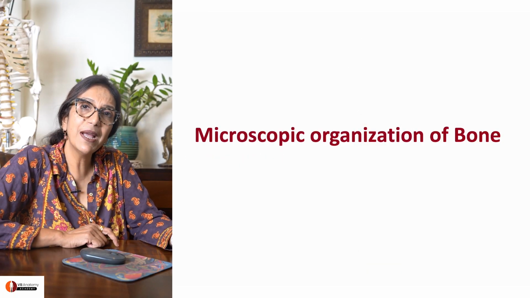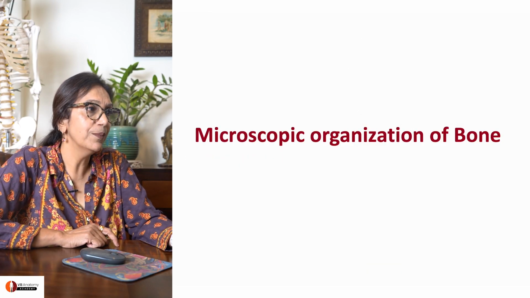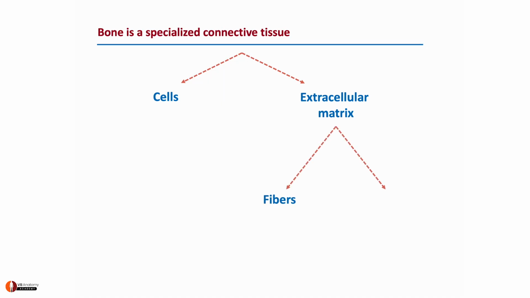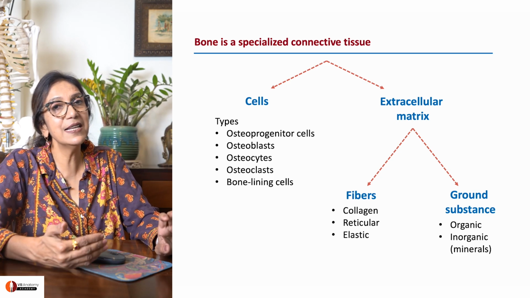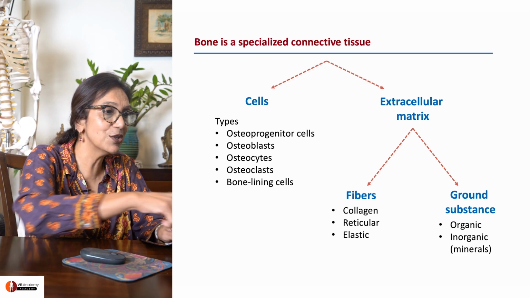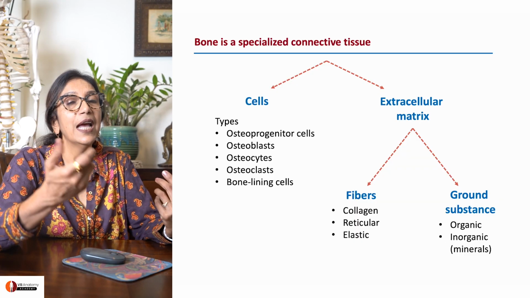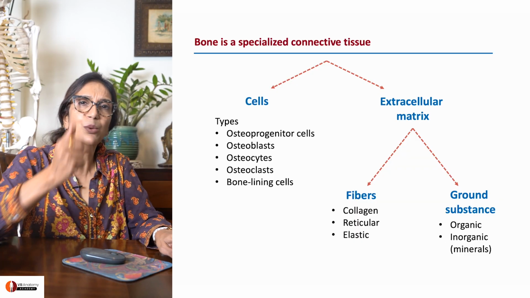Let's talk about the microscopic organization of bone. Bone is a specialized connective tissue. We just started the lecture with it. That means it's made up of cells and extracellular matrix. The extracellular matrix is made up of fibers and ground substance. This is something we've done repeatedly, right? So, which cells? Following cells. Which fibers? Following fibers. Which ground substance? Here is the uniqueness. The ground substance is organic as well as inorganic. Inorganic is the part which is the mineral which makes the bone unique and hard. So, we're going to study all of these quickly.